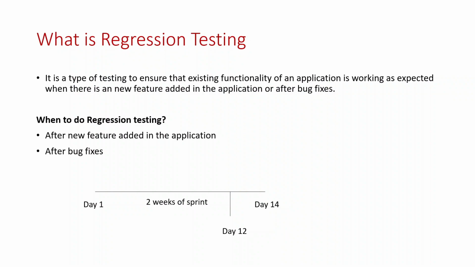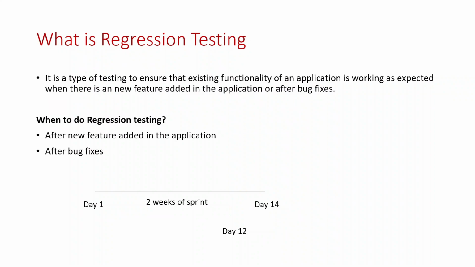Because to implement some changes or to add some new feature, or if we are going to do some bug fixes, the developer has to write the code, they have to modify the code. So in that case there is a chance there might be some impact in the existing application, in the existing working functionality. So in such scenarios we'll be going for regression testing.